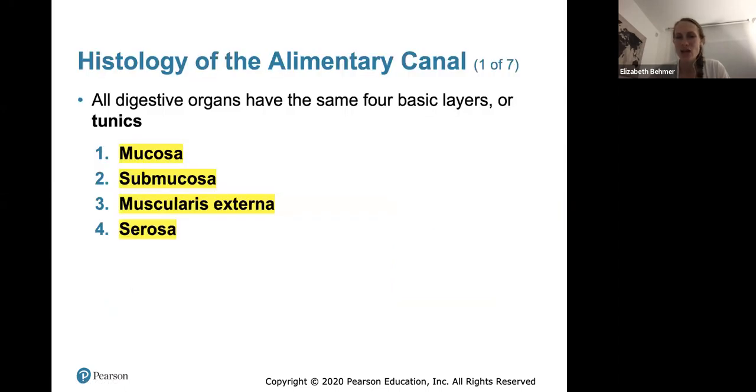So the histology, how we organize the digestive system, and this is a little review from anatomy as well, but there is a test question just describing these 4 basic layers or tunics.